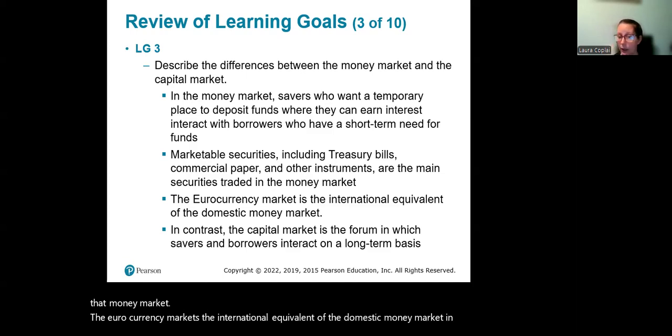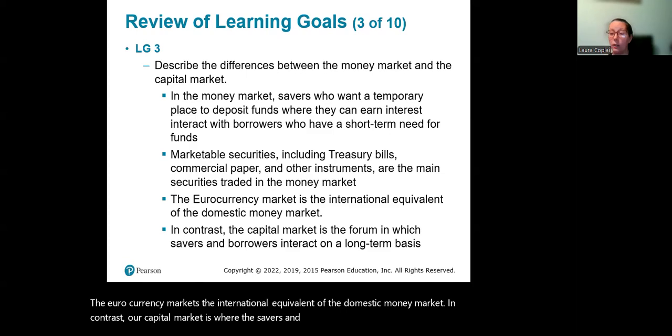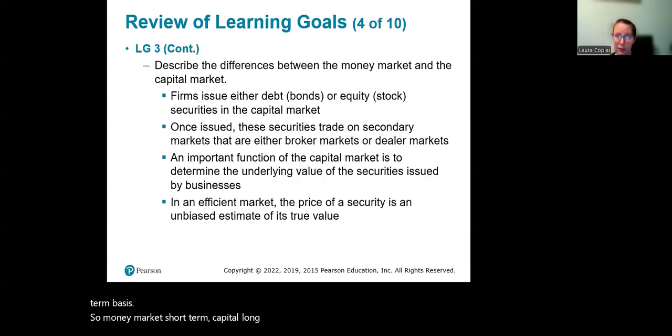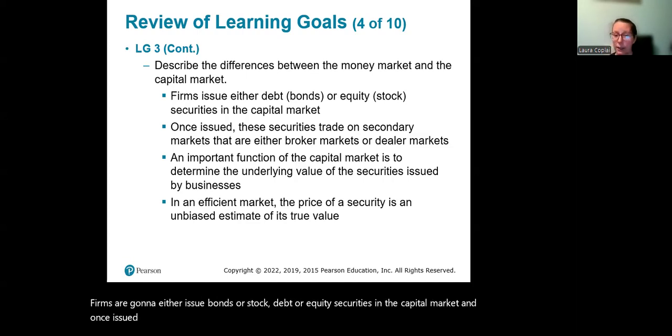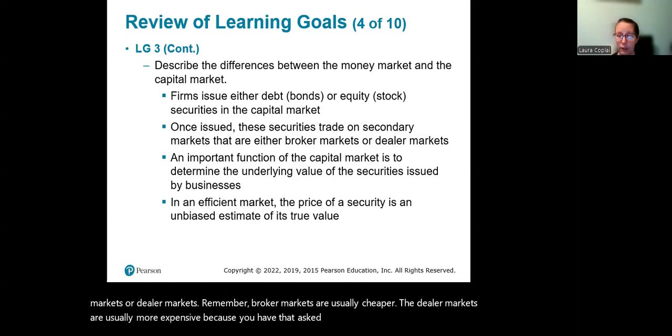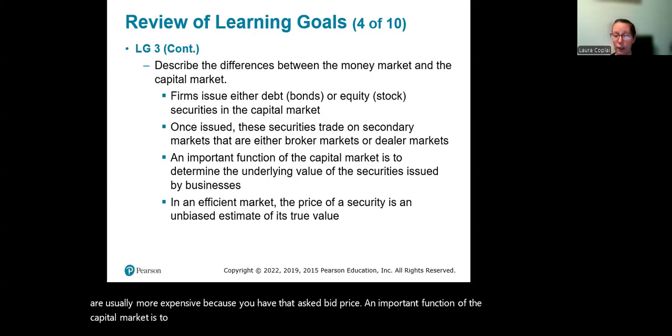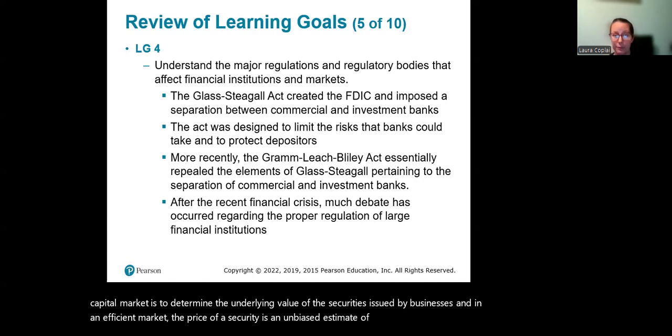In contrast, our capital market is where the savers and borrowers interact on a long-term basis. So money market, short-term; capital market, long-term. Firms either issue bonds or stock, debt or equity securities, in the capital market. And once issued, those securities can be traded on the secondary markets through either broker markets or dealer markets. Remember, broker markets are usually cheaper. The dealer markets are usually more expensive because you have that ask-bid price. An important function of the capital market is to determine the underlying value of the securities issued by businesses. And in an efficient market, the price of a security is an unbiased estimate of its true value.